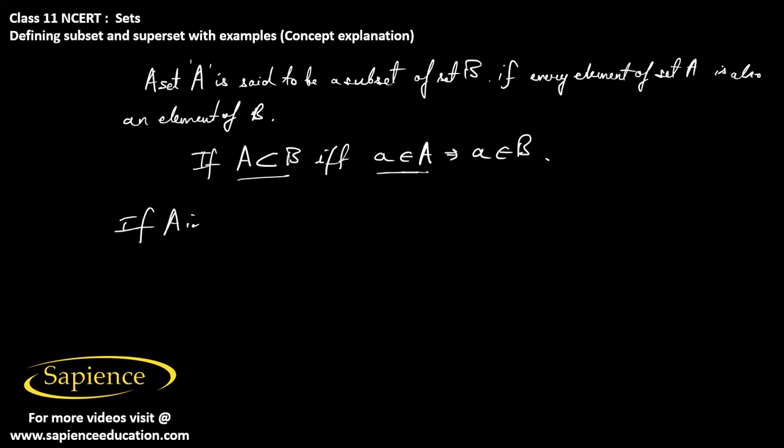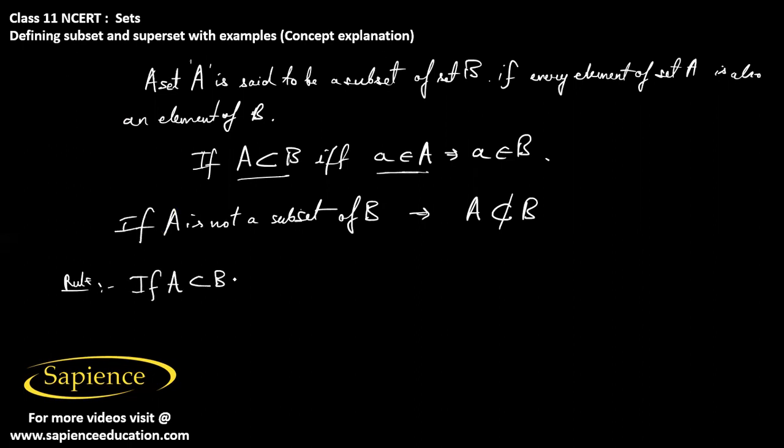And if A is not a subset of B, then it is written as A is not a subset of B. And there is a rule that if A is a subset of B and B is also a subset of A, then this implies, if and only if, A equals B. So if A equals B, A should be a subset of B and B should be a subset of A.